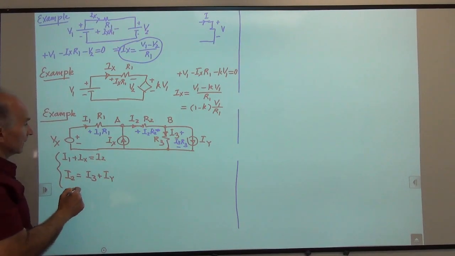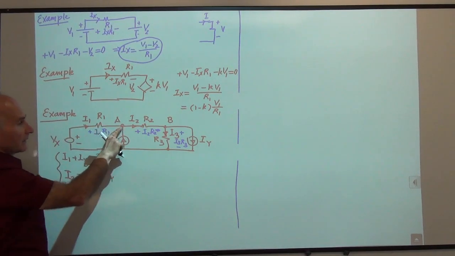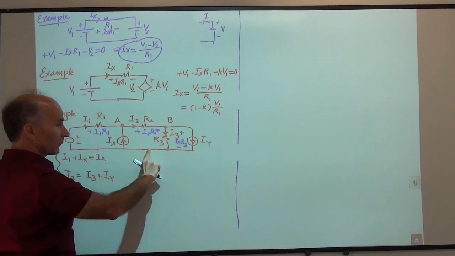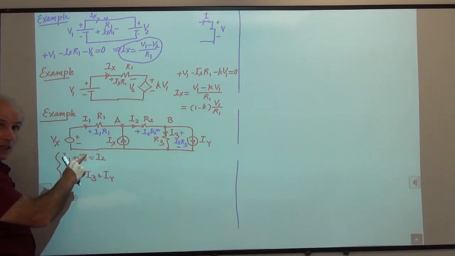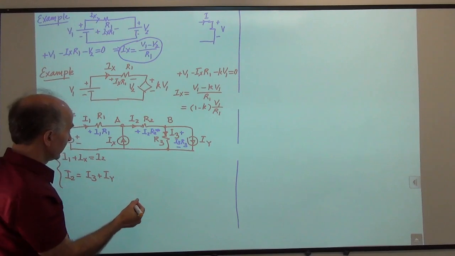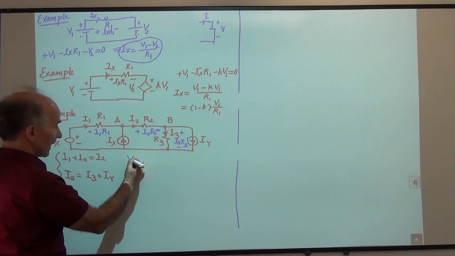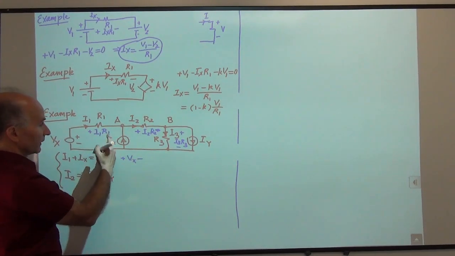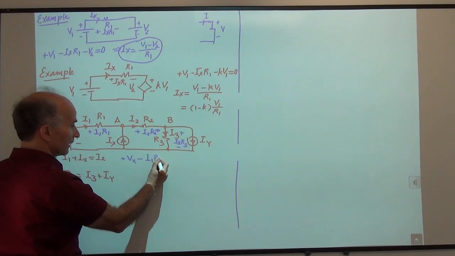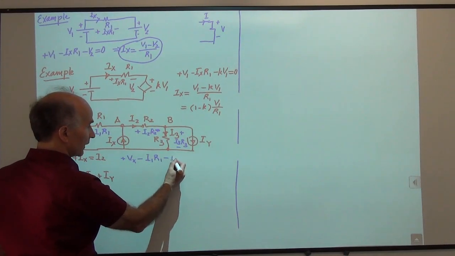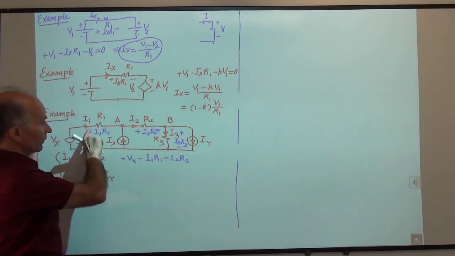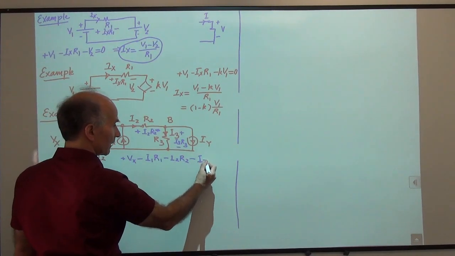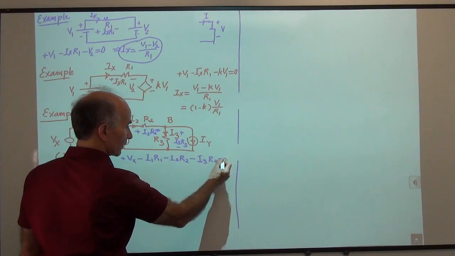So now I can write a KVL. The KVL starts from here, travels through this, travels through this, travels through this, and comes back to the same point. These are all connected by a piece of wire, so they are considered the same point, the same node in the circuit. So I can say Vx, so going up the potential, plus Vx minus this voltage, I1 R1, minus this voltage, minus I2 R2, because we're going down the potential, going down the potential, going down the potential, minus I3 R3 equals 0.